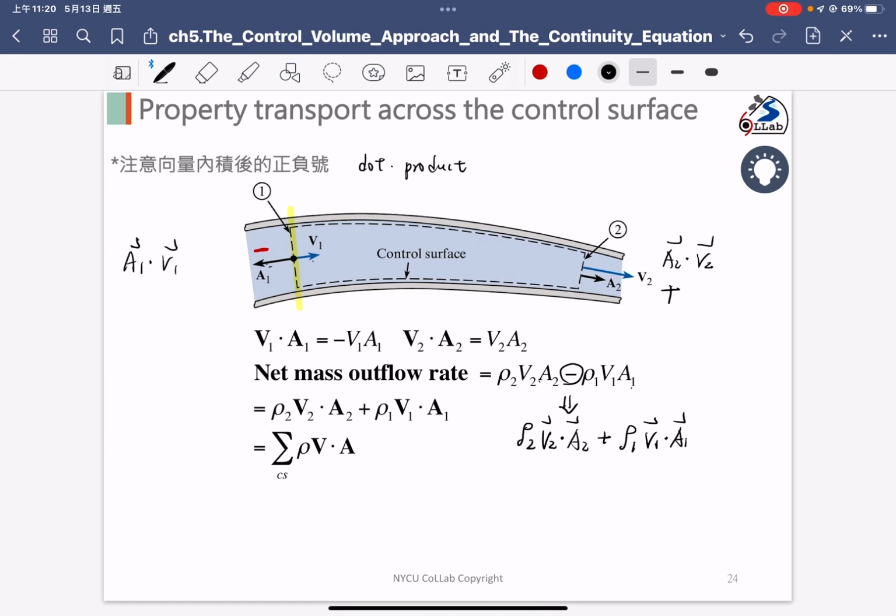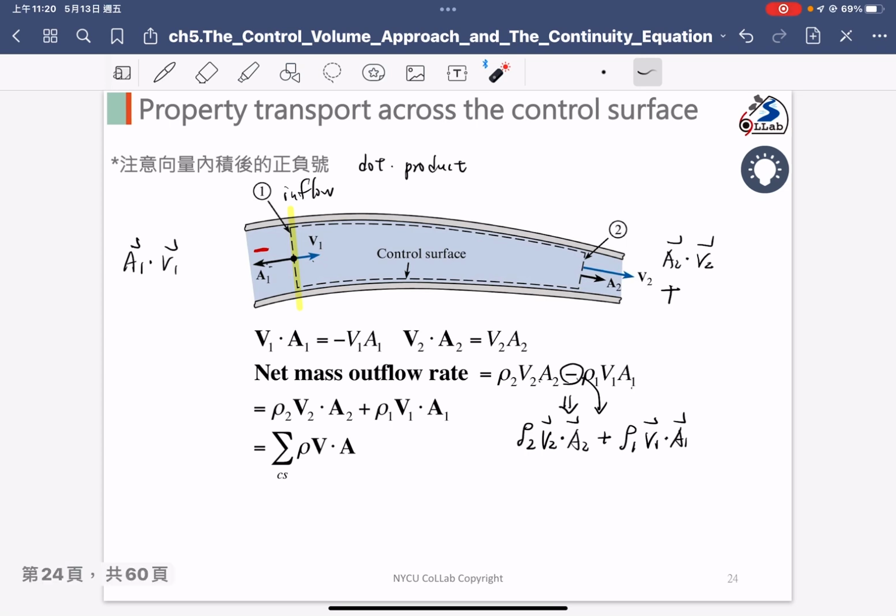And normally the result will have a minus here, because the direction of the normal vector is opposite to the flow direction in the inflow cross-section area. There the direction is different between the right-hand side and the left-hand side. So the dot product result will be negative.